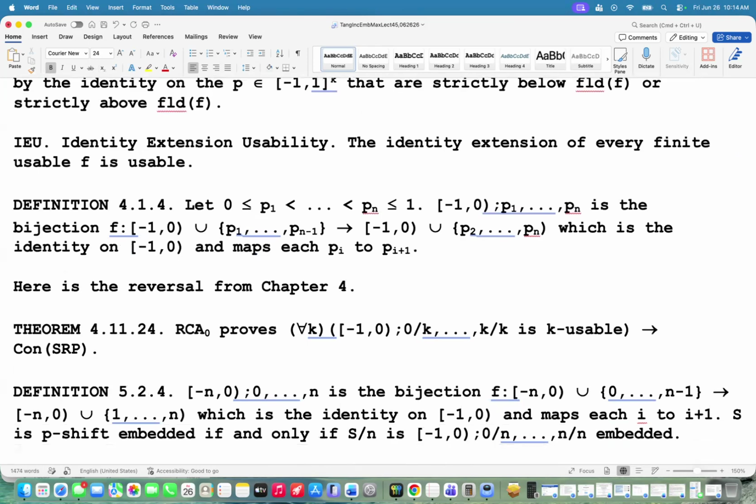This is the definition used in chapter 3, and then that supports this. This is the chapter 4 reversal that minus 1, 0, 0 divided by k through k divided by k being k usable implies con SRP. Is that right? Yeah. Yeah, that's actually how the reversal works. Yeah.